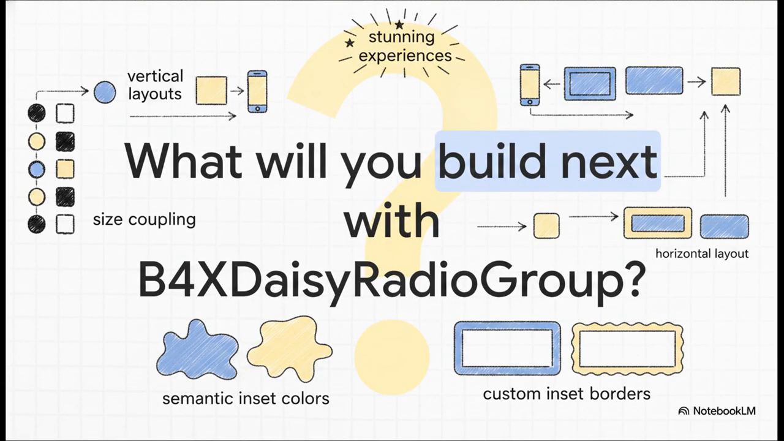Which brings us to the ultimate question. Now that you can officially ditch those rigid constraints and take total control over horizontal and vertical layouts, size couplings, semantic colors, and those sleek custom inset borders, what stunning theme-aware app experience are you going to build next with B4XDaisyRadioGroup? Go experiment, have some fun with it, and we will catch you in the next explainer.